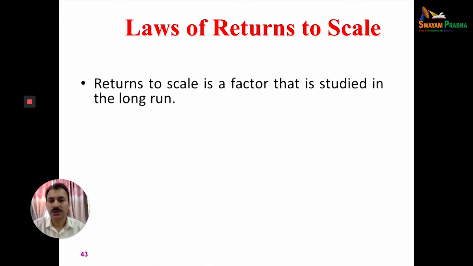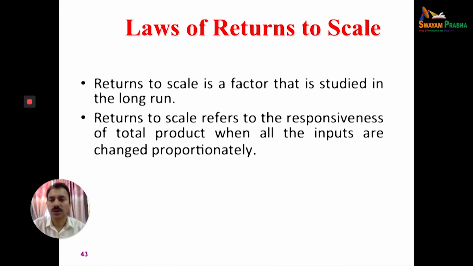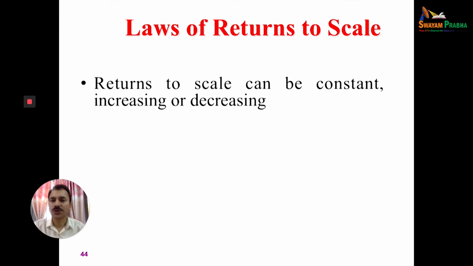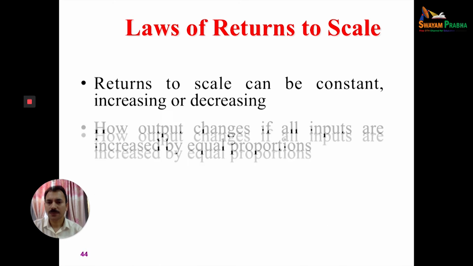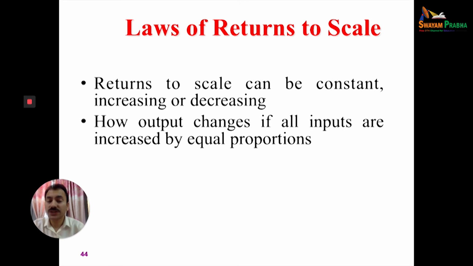Now let us discuss in detail. Returns to scale is a concept studied in the long run. Returns to scale refers to the responsiveness of the total product when all inputs are changed proportionately. When all factors of production are proportionately changed, what will happen to the output we'll discuss with the help of the laws of returns to scale. There can be increasing returns to scale, constant returns to scale, and decreasing returns to scale. How does the output change if all inputs are increased by an equal proportion?